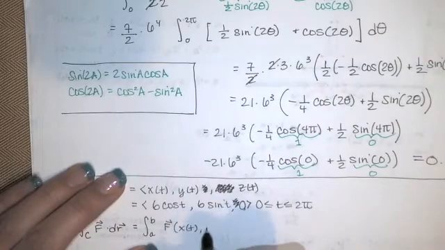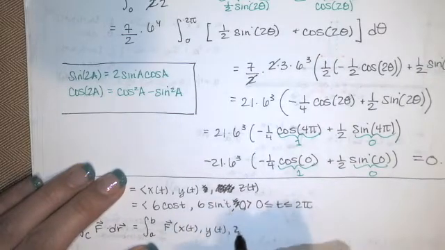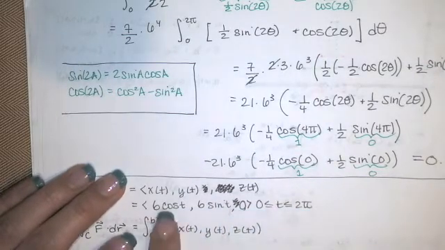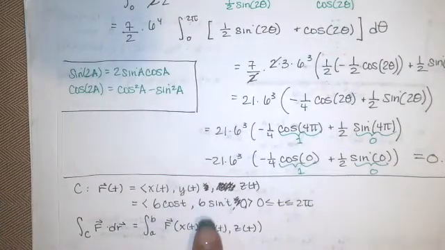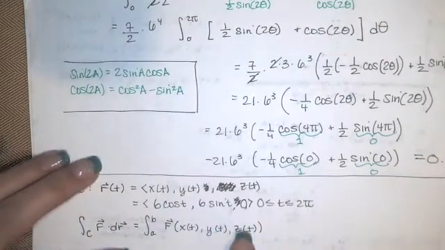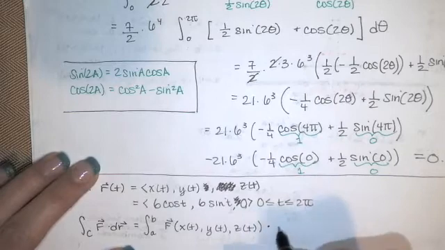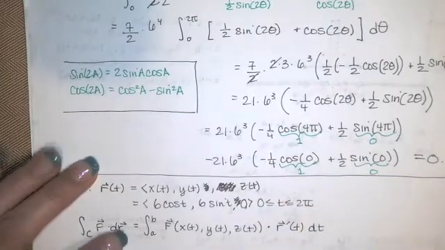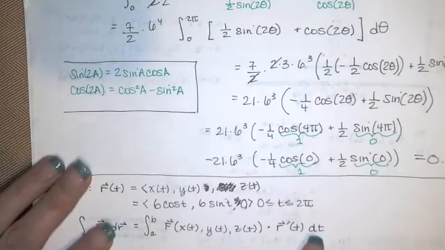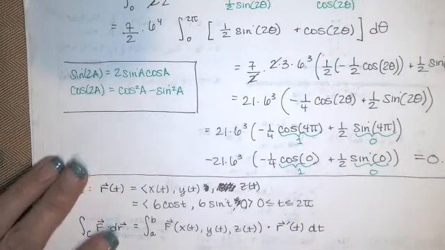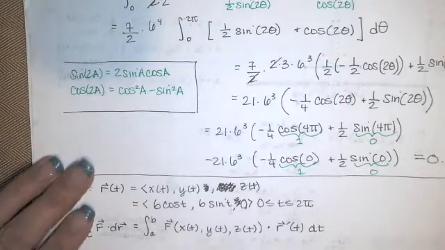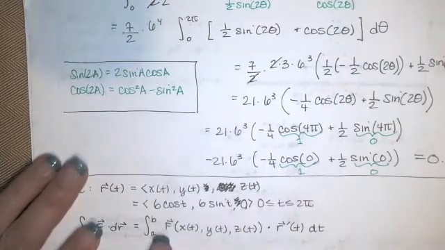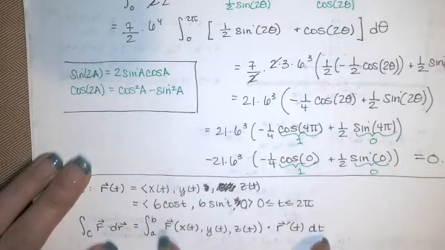So I'll write our field in terms of t by replacing x with 6 cosine of t, replacing y with 6 sine of t, and replacing z of t with 0. And then dr is actually just r prime of t dt. So you can think of that as a velocity times a little infinitesimal time, which gives us a little infinitesimal displacement. We're taking that field and we're dotting it with the displacement, and we're adding those up.